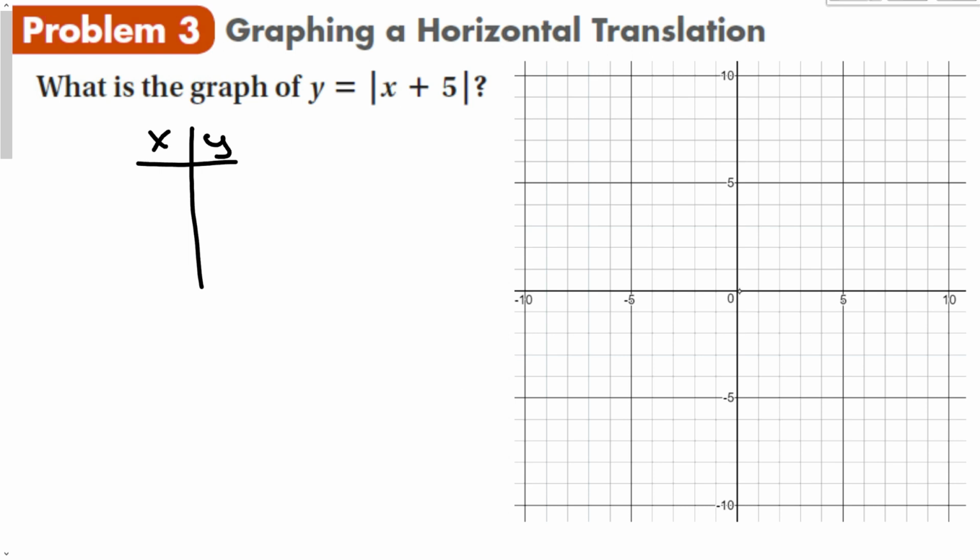Normally, my first point, the vertex point, would be 0, 0. So if I plug in 0, I would get the absolute value of x plus 5. Okay, the absolute value of 0 plus 5 is 5. So that'd be 0, 5. Well, that doesn't look like it would be my vertex point. So let's plug in a negative number.